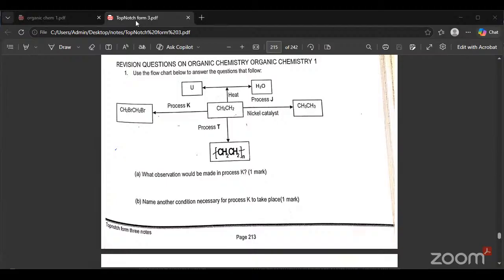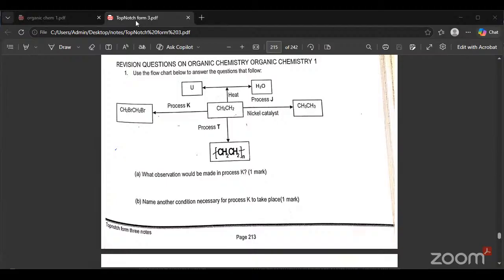I could hear some noise in the background. Okay, let us say, now we have used the flowcharts below to answer the questions that follow. I said it is not even necessary to come to the questions, you can answer all the questions here.